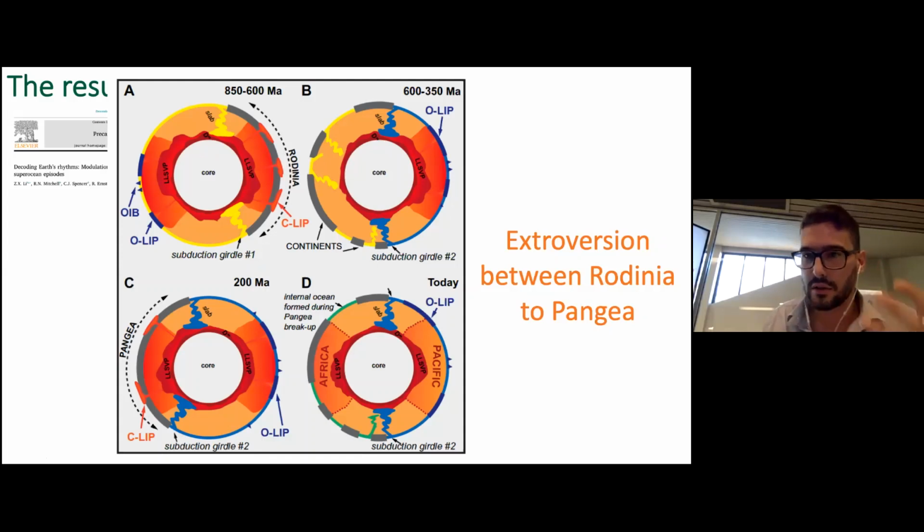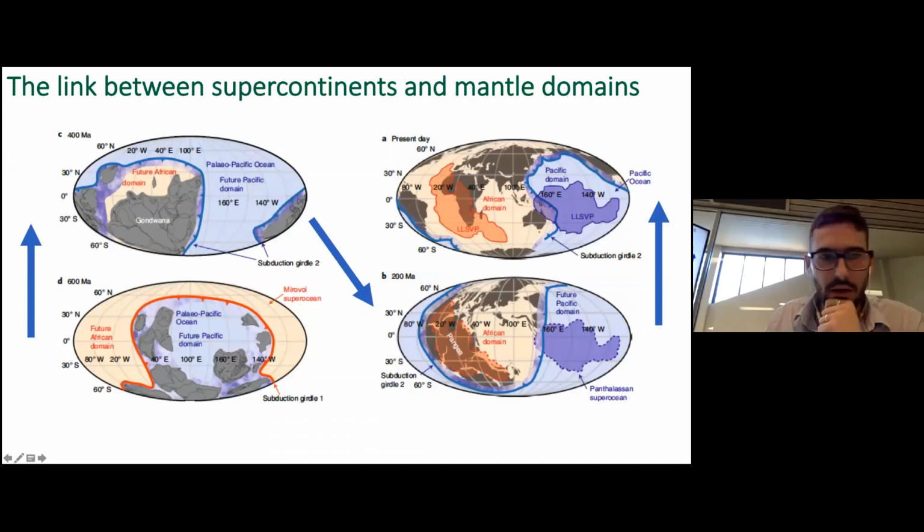So based on this evidence, we try to put that into context to see what is going on with the mantle domains. And this is a bit weird, so we start here, go in that direction, and go here. Here is the reconstruction of the Earth 600 million years ago. You have the Mirovoi superocean, which is the superocean of Rodinia, which will be the future African domain, right? And we have here the internal ocean when you have the breakup of Rodinia, which will be the future Pacific domain.